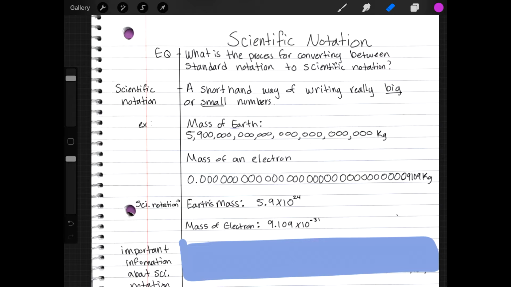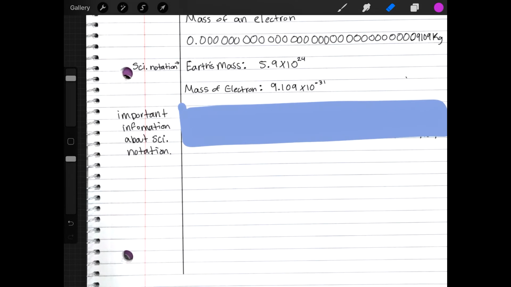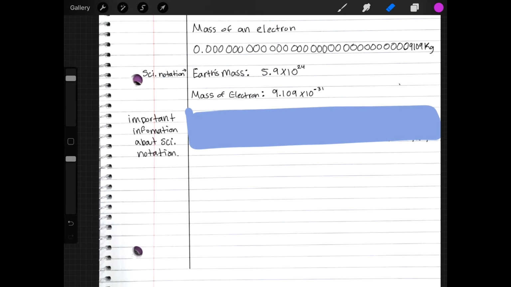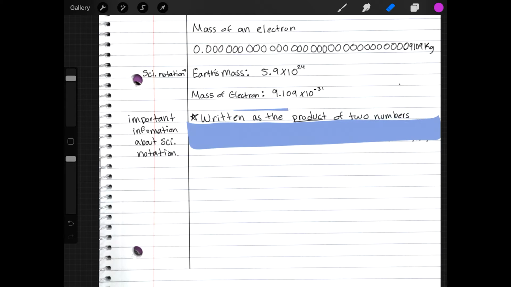Before we do some practice, I want you to know this important information about scientific notation. Write these down, and also try to remember them because they are very important. The very first thing is it's always written as a product of two numbers. If we look here, this is a number and this is a number. Product, we know, is multiplication, which is the times right there. So it's always written as the product of two numbers.